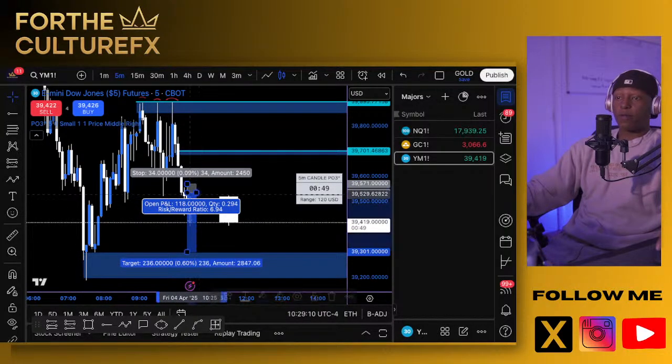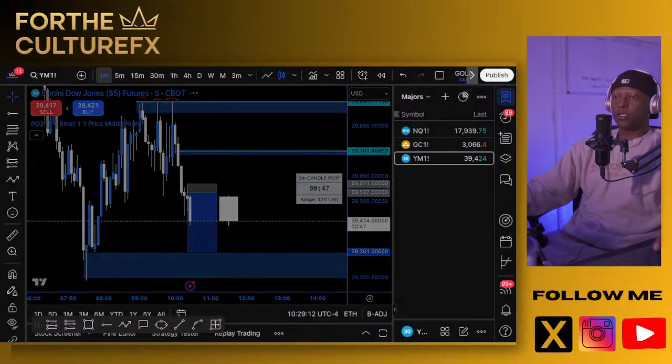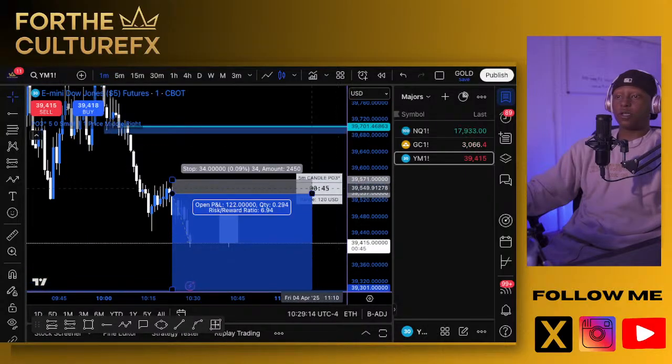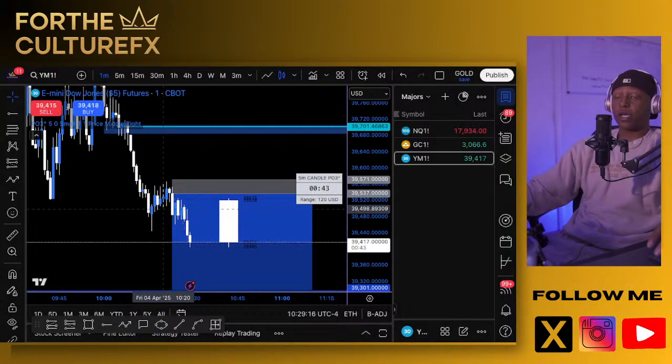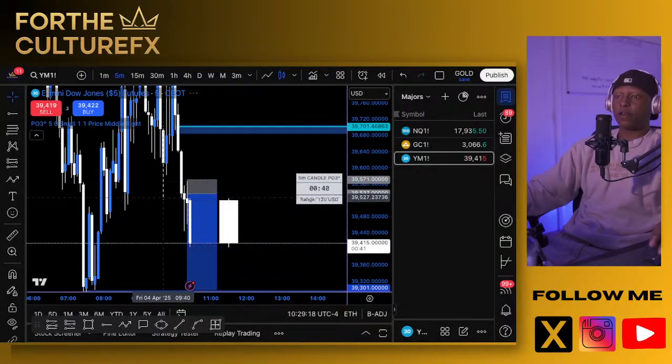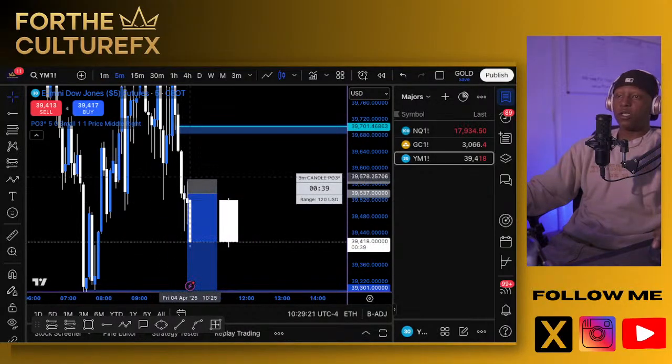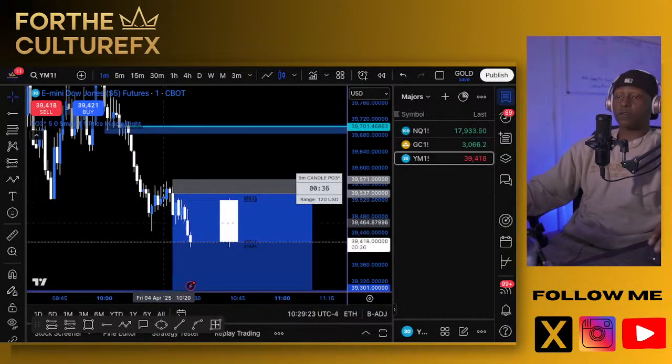Execution on my behalf was poor in terms of just getting in 2 minutes too early with that confirmation candle. I should have waited for that 5 minute candle to close bearish, then gotten in on the first 1 minute of the next 5 minute candle.